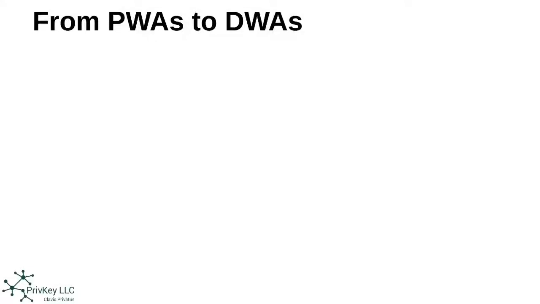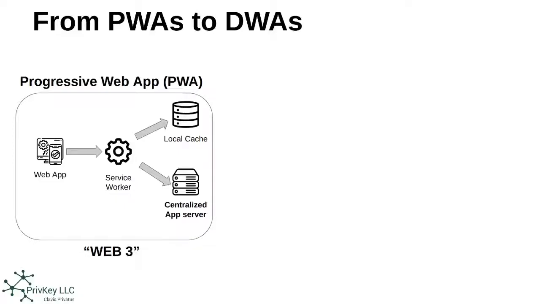So we move from PWAs to DWAs. Now we're moving from progressive web apps. These are the types of web apps, Web 3.0, where you have a web app that has some service that sends data over to local cache on your phone or on your computer, and then it also sends data to a centralized app server. This is the typical Facebook page, basically, where it does all these things, but in local cache or on a centralized server.